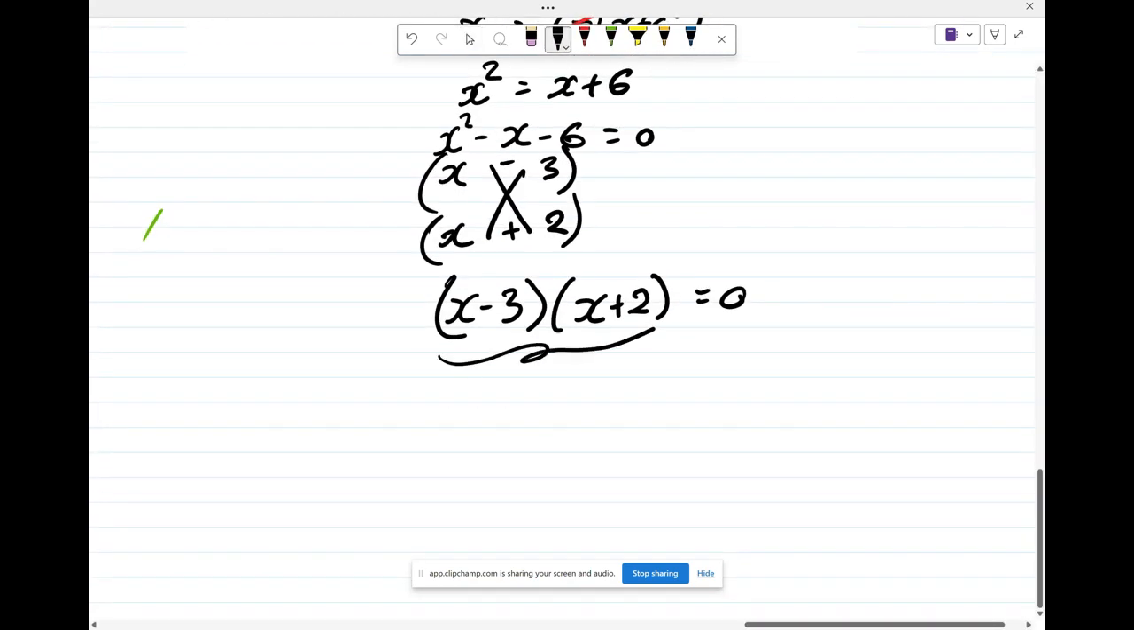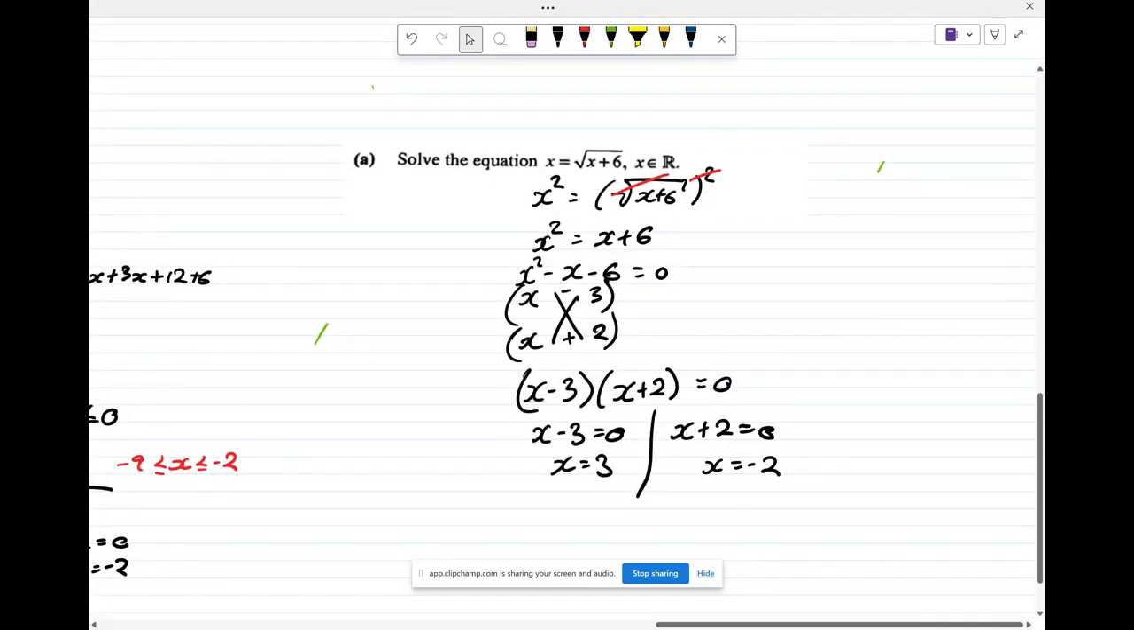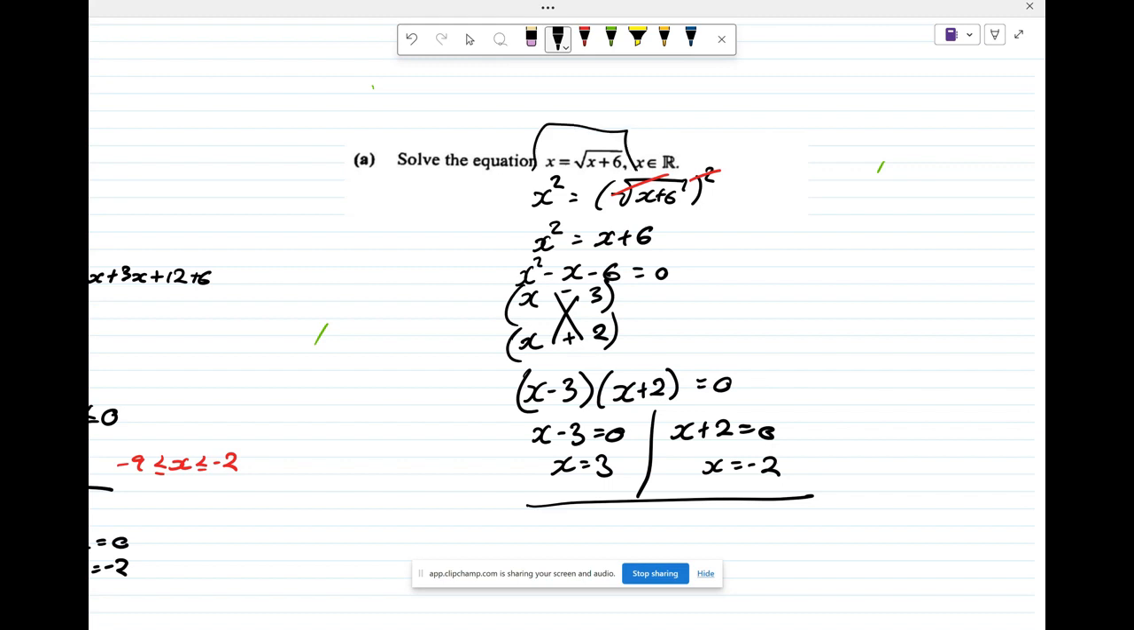If both of them multiply together equal to 0, that means at least one of them is equal to 0. So either x minus 3 is equal to 0 or x plus 2 is equal to 0. So that means x is equal to 3 and x is equal to minus 2. So we're pretty much done. We've solved the equation. We found values of x for which this is true.